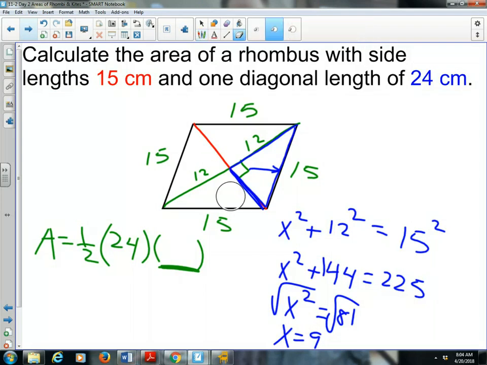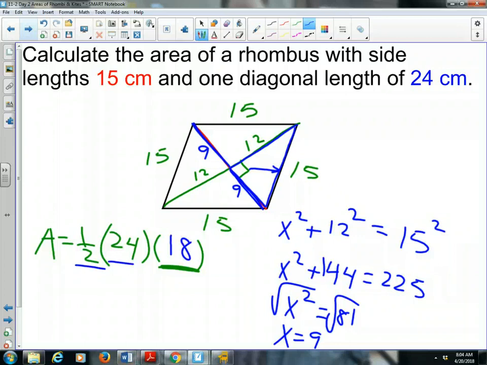So this leg, or half of the diagonal, is 9. That means this part of the diagonal is also 9 because the diagonals bisect each other. So diagonal 2 is 9 plus 9, or 18. 1/2 diagonal 1, which is 24, diagonal 2, which is 18. Woo! Let's multiply these three together. 1/2 times 24 times 18, and we get 216.